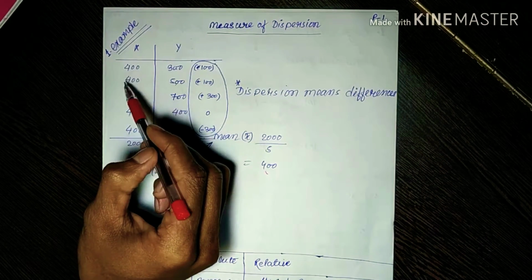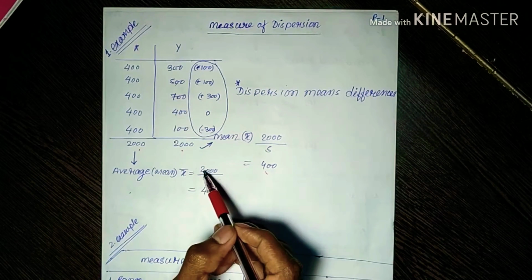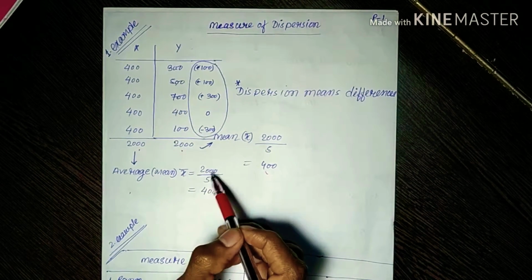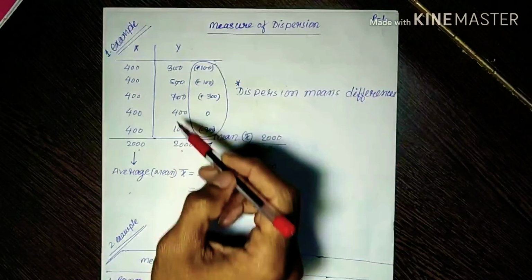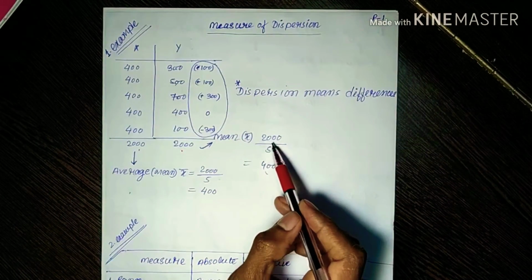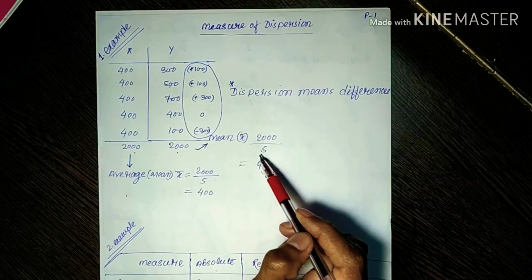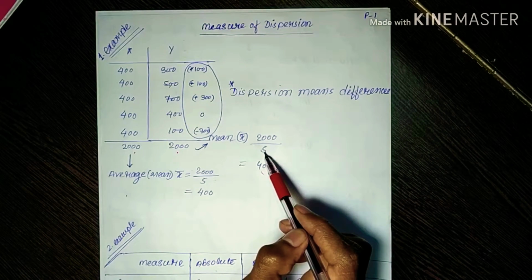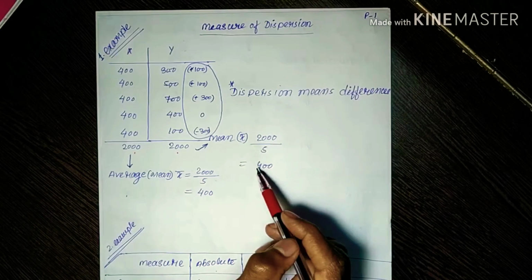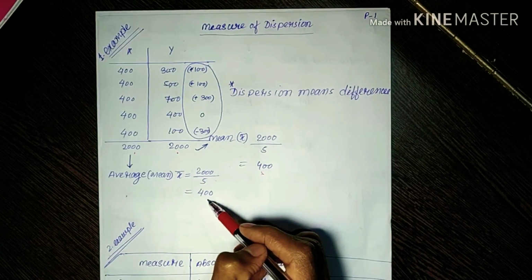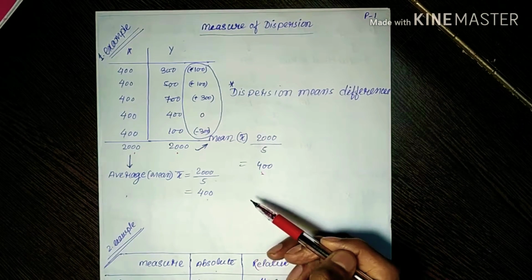The number of items here is 1, 2, 3, 4, 5. Then we will divide 2000 by 5, and the answer will be 400. Again, if we find the average of y, the total is 2000, and we will divide by 5, because there also the number of items is 5. Right? Now the answer will be 400. That means in case of x it is 400, and in case of y it is also 400.